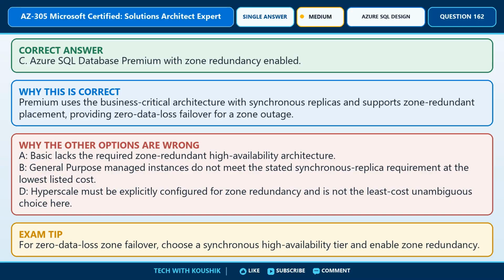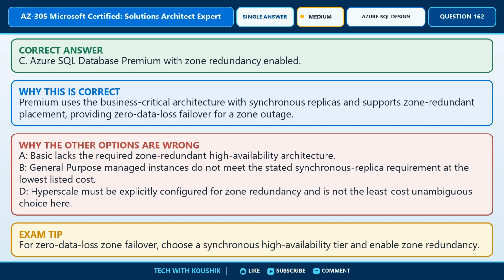The correct answer is option C, Azure SQL Database Premium with Zone Redundancy enabled. The requirement is satisfied because Premium uses the business-critical architecture with synchronous replicas and supports zone-redundant placement, providing zero data loss failover for a zone outage.